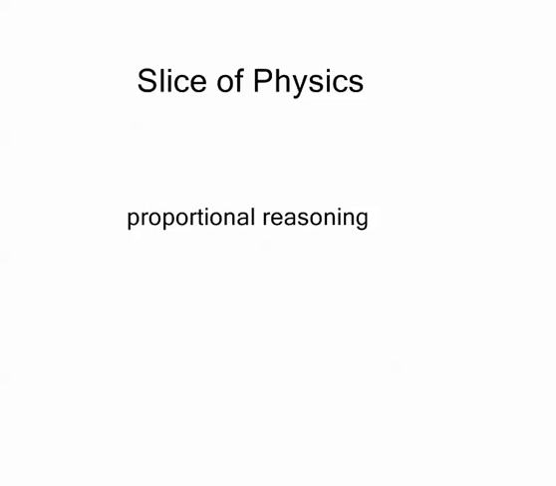In this slice of physics, I'm going to talk about proportional reasoning. This is a way we can find out if a variable is increased or decreased, for instance by doubling it or tripling it. Then we can find out what happens to certain other variables when we have a formula that connects the two variables.